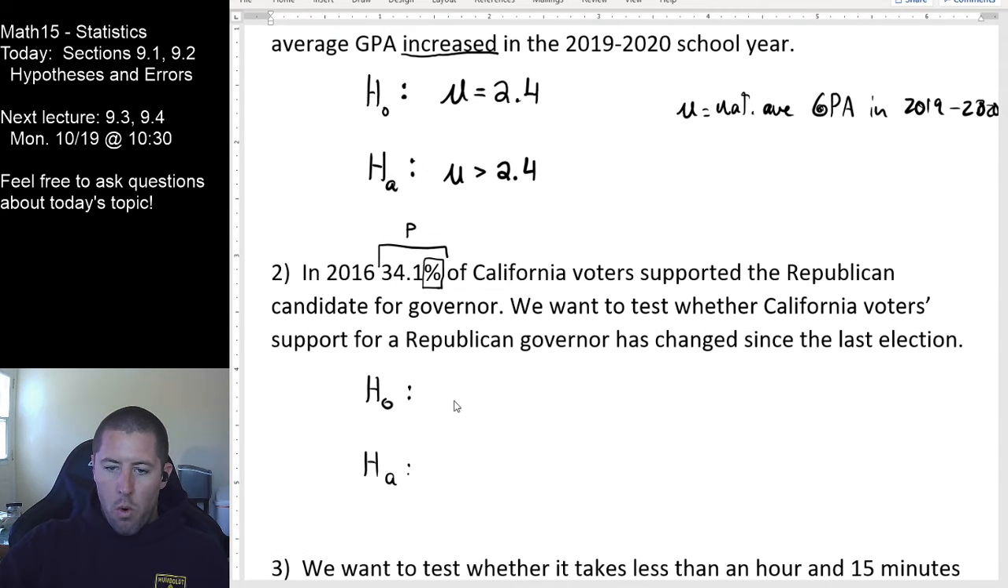So my null hypothesis would be my statement of no change. That would say to me there is no change in the proportion of voters in California that supported the Republican governor from last election to the current election. So my statement of no change is again going to be my equal to statement here, and that the proportion is 0.341. That's just the percent written back as a decimal right there. The proportion of California voters that support a Republican governor.